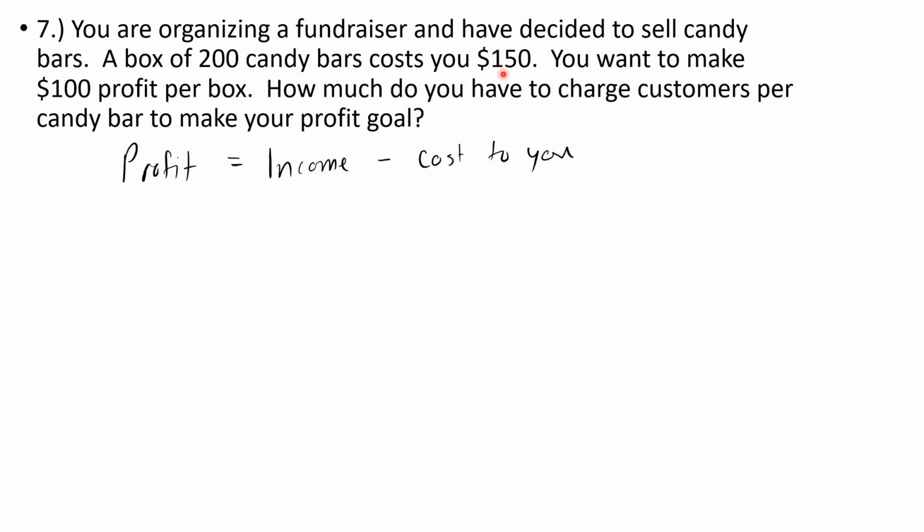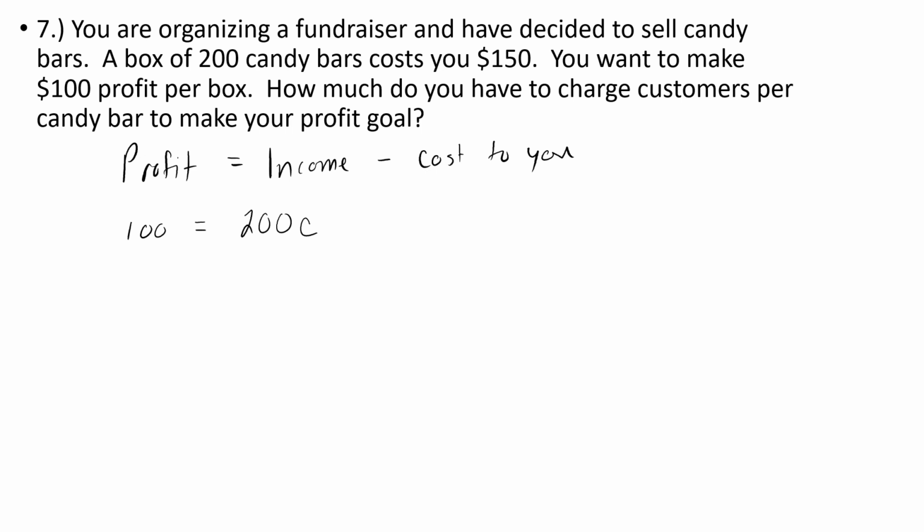But remember that you paid $150 at the outset. So you had to buy the candy bars in the first place before you could sell them. And so you are already like in debt, or you already owe $150. You need that income to be enough so that even when you take away the $150, you're still making the profit that you want to make. So we want the profit to be $100. The income is 200 candy bars times whatever we're going to charge. So I'm going to call that C for like the cost of the candy bar, or the charge, like what would we charge for the candy bars?